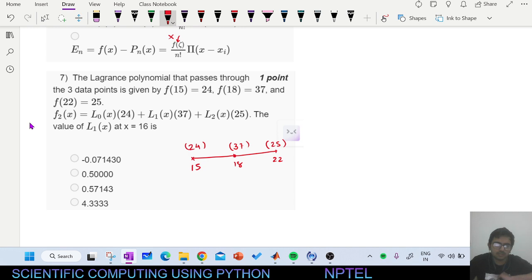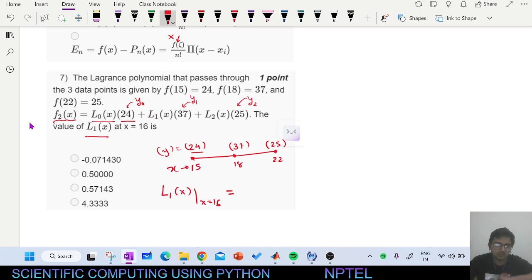This is not some standard notation. I just invented it. You can invent your own notation. So these are x values, and in brackets are the y values. And then it is already given that f2 of x, which is p2 of x, is L0 of x times 24. So this is y0, right? Then L1 of x, y1, and L2 of x, y2. And they are just asking us to evaluate L1 of x at x equal to 60.